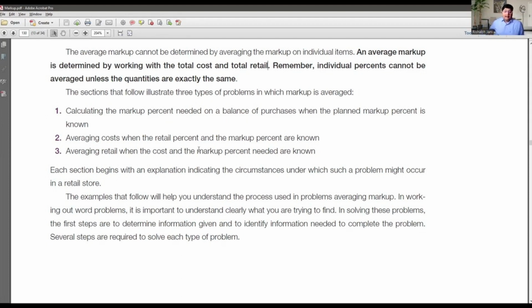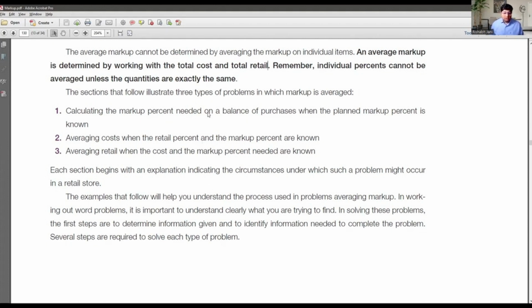The second one is to average the cost when retail percent and markup percent are known. Again, this is on a group of purchases. And the third one is averaging retail when cost and markup percentages are known. On each example, I'm going to show you a particular mathematical problem, and we'll run through it together and see how we actually come to finding the answer.